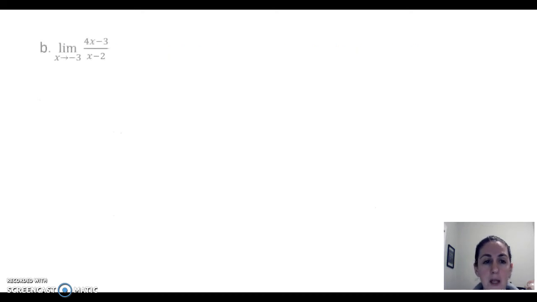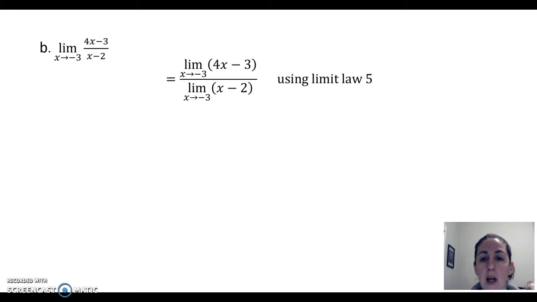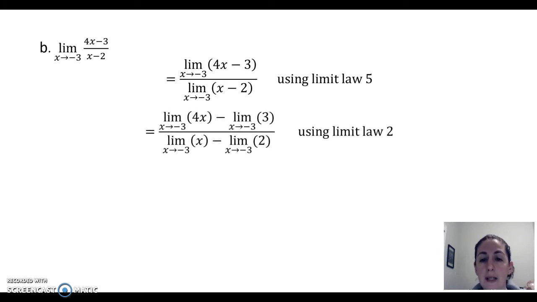Let's do another one. The limit as x approaches negative 3 of 4x minus 3 over x minus 2. Using limit law number 5, we can take the limit as x approaches negative 3 of the numerator over the limit as x approaches negative 3 of the denominator. Using limit law 2, taking the limit of two things being subtracted, you can take the limit of the first minus the limit of the second.